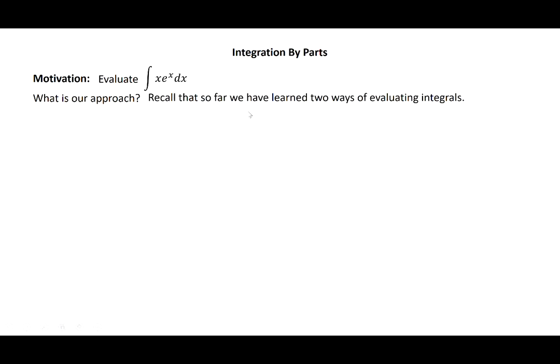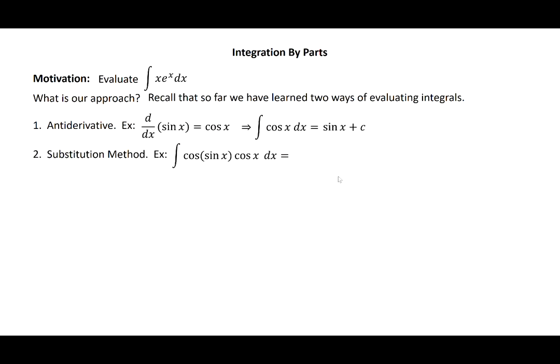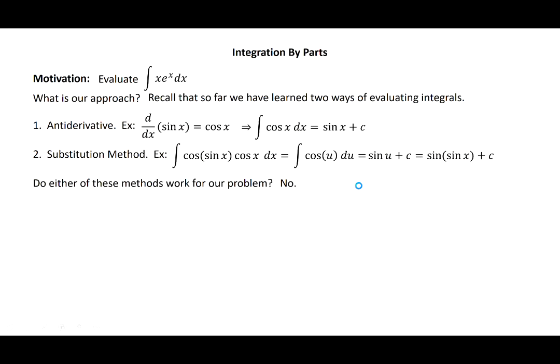Okay. The antiderivative method, this is what I was talking about. And the substitution method would be to plug in u equals this, and yep, do either of these methods work for our problem? No. And so what's integration by parts? As simple as this. Integral u dv equals uv minus integral v du. What? Yeah, that's it. Whenever somebody says, hey, what's integration by parts? Oh, you just say integral u dv equals uv minus integral v du.